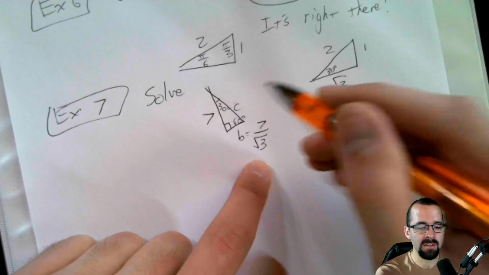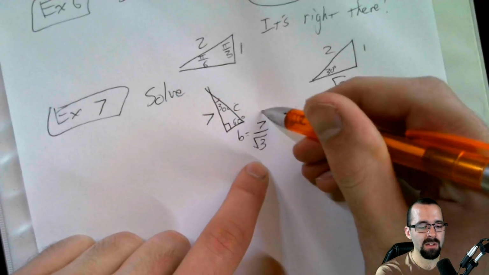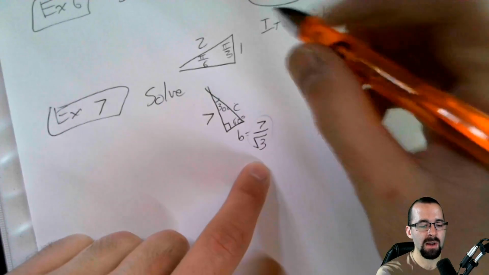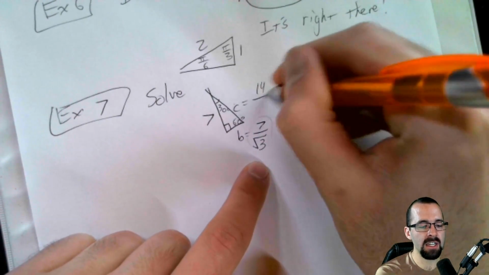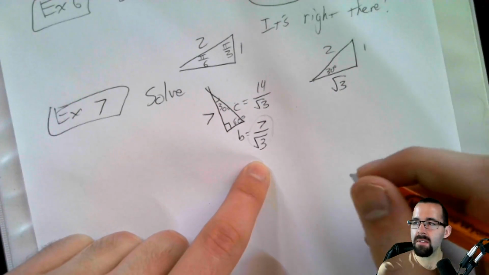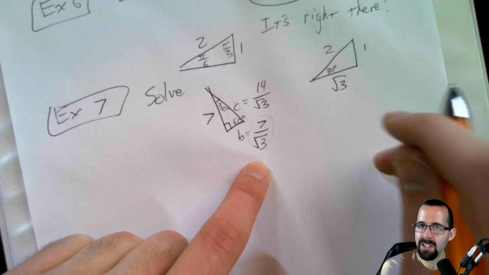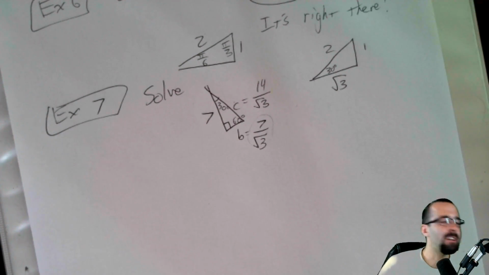And then the hypotenuse is always double the short side. The short side is this, so double that. It's going to be 14 divided by the square root of 3. So be very careful on some of these book problems. They're out to trick you.